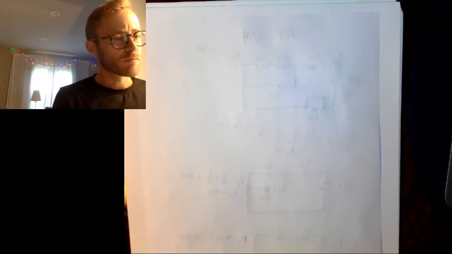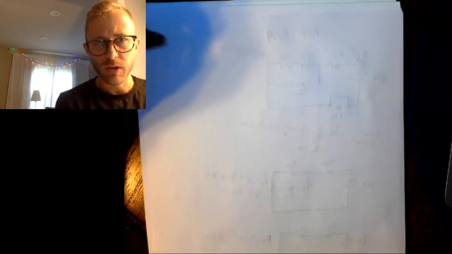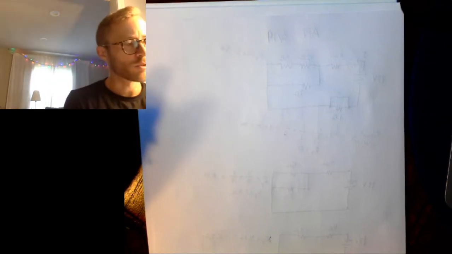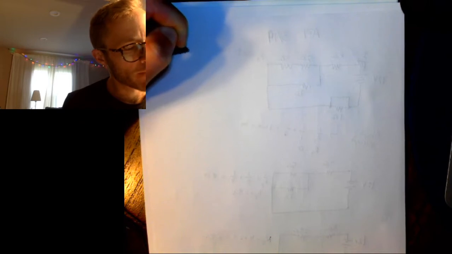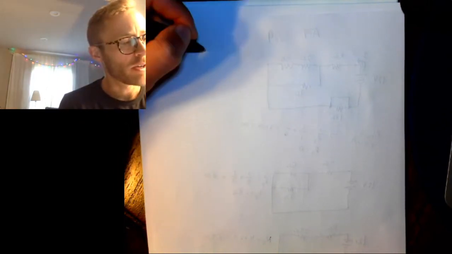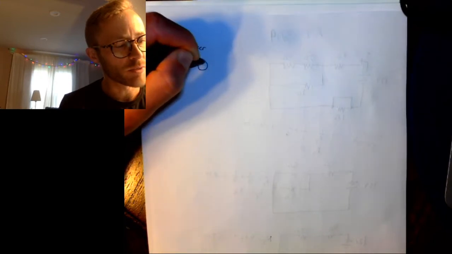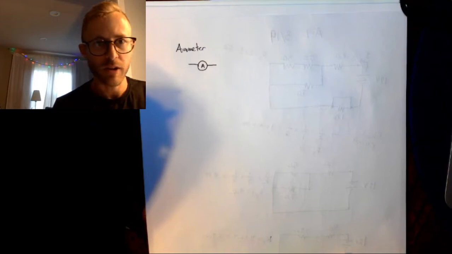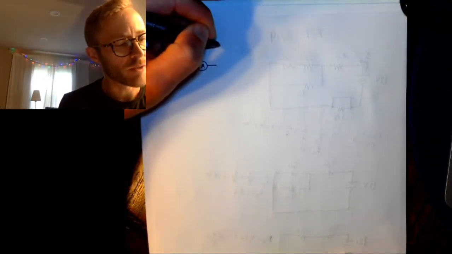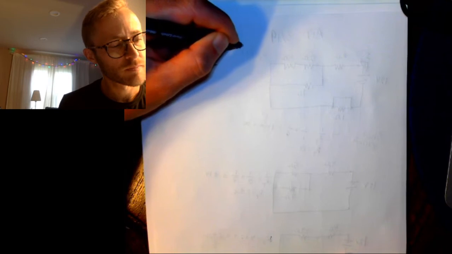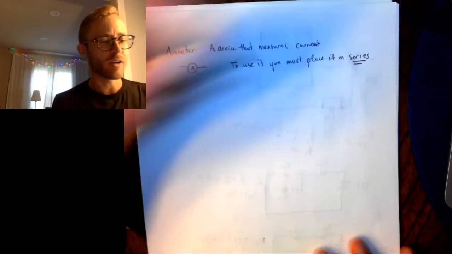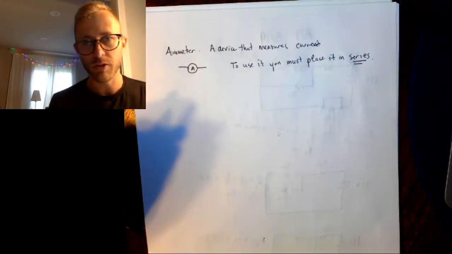So what I wanted to talk about today was, first of all, what's called an ammeter. Okay, and the symbol for an ammeter is simply a circle with an A. Okay, and it is a device that measures current. So ammeters always have to go in series with the thing that you want to know about.